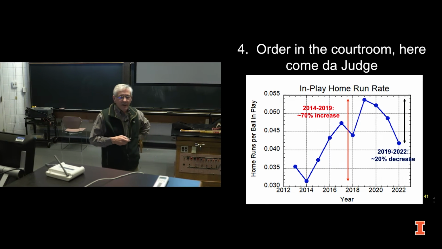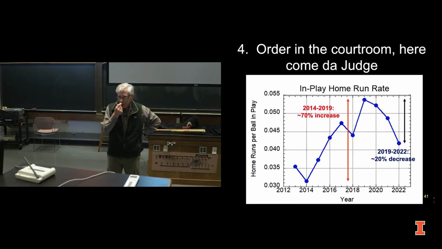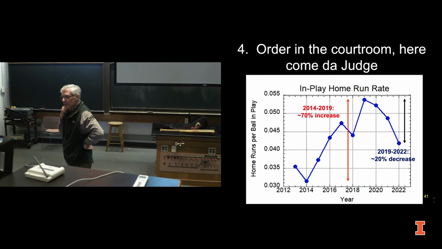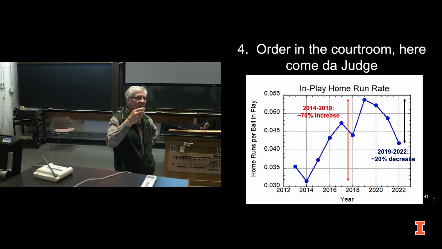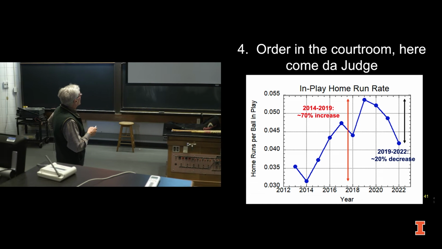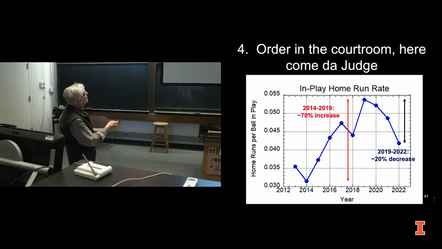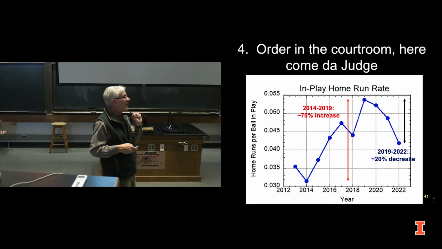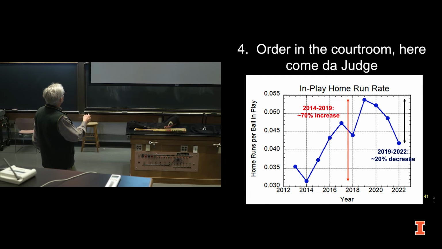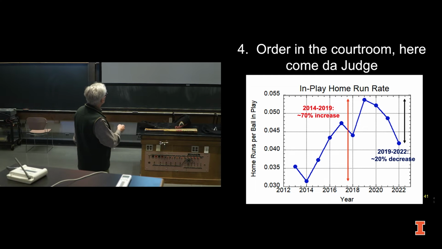Okay, order in the courtroom, here comes the judge. So I want to talk about home runs in Major League Baseball and how they've changed over the last bunch of years. What I'm plotting is in-play home run rate, the number of home runs per ball hit in play. It's a number like 3, 4, 5%-ish.